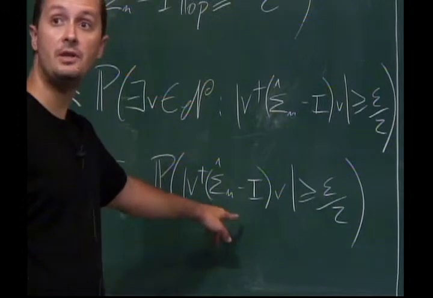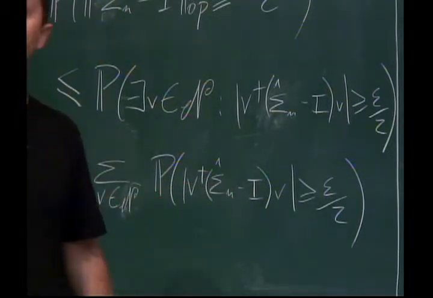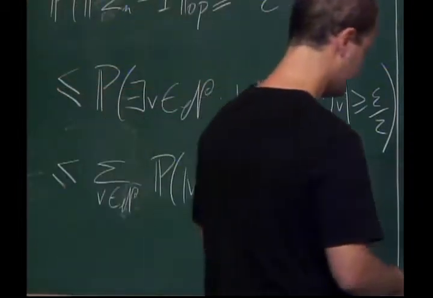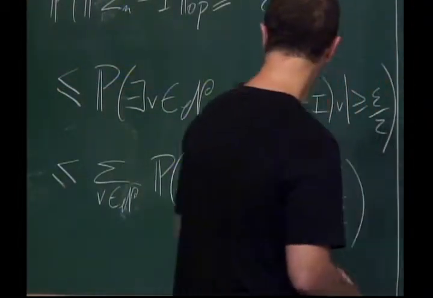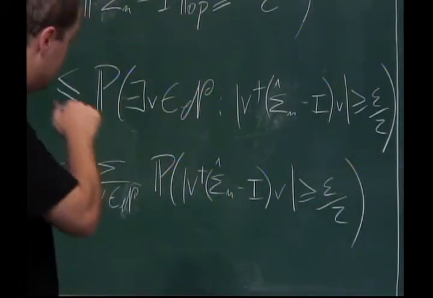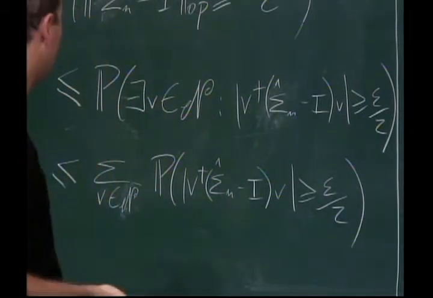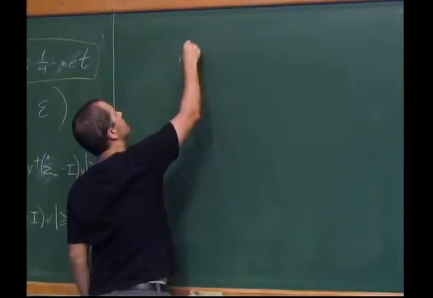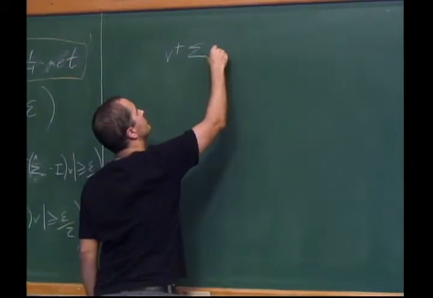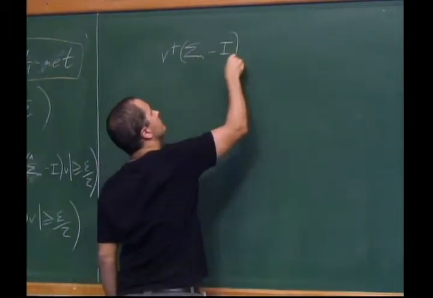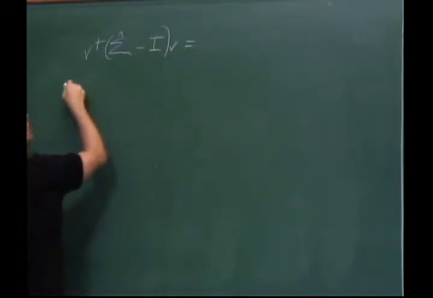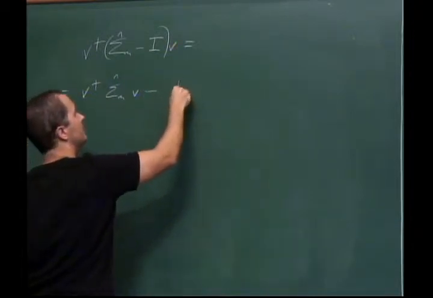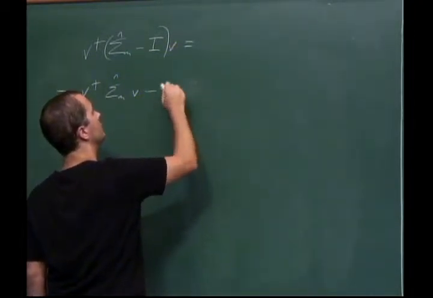So now we need to understand these terms individually. And this is where it becomes more complicated in this case. And yes, so first of all, we need to know what this looks like, right? Well, let's expand this thing here. So you get V hat sigma n V minus norm of V squared, which is just 1, right?